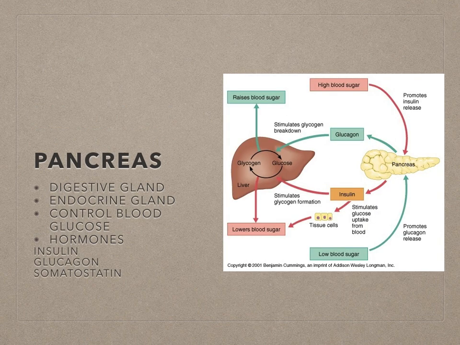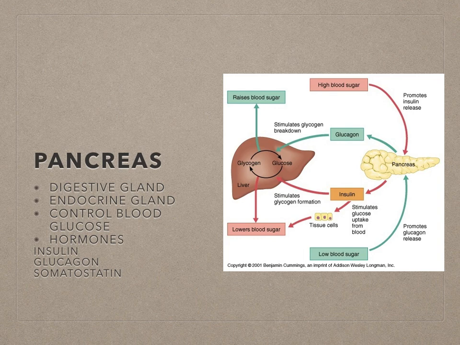Okay, the next gland we're going to talk about is the pancreas. The pancreas is located in the abdominal pelvic cavity. It's a structure that has two really distinct functions. Part of it is a digestive gland. It secretes buffers and enzymes that are needed for the process of digestion.